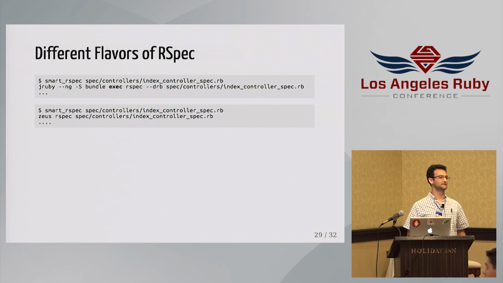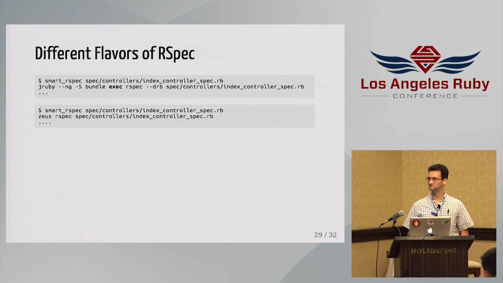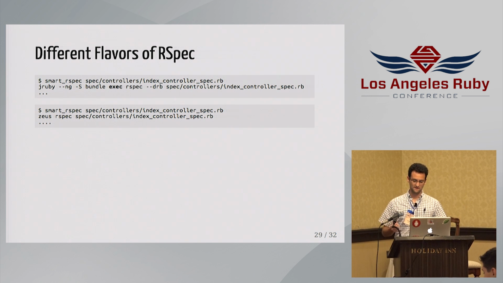I did a little bit of analytics on my history. This is the command I use the most in the command line, besides git. So this is how much I use it. So git, then smart spec. But it's kind of the point that this doesn't apply directly to you.